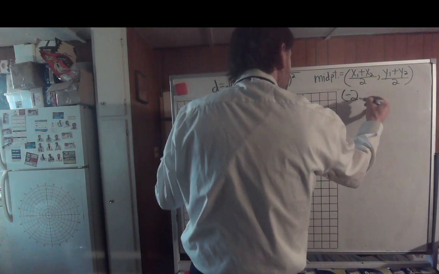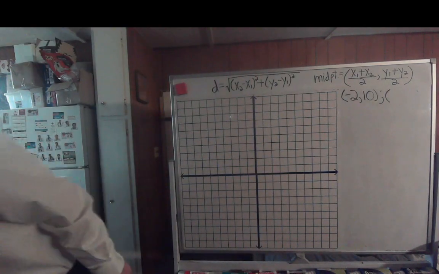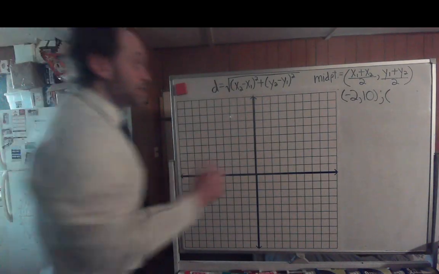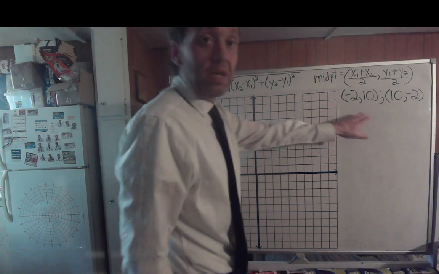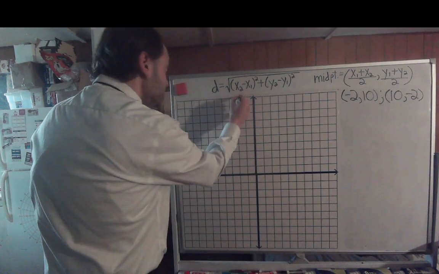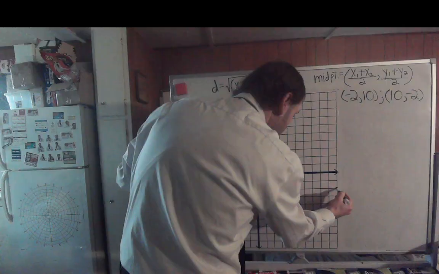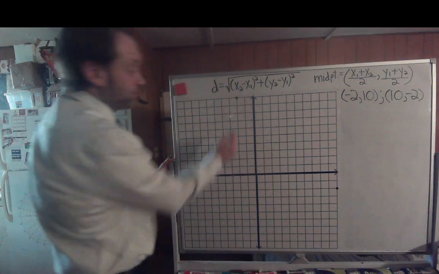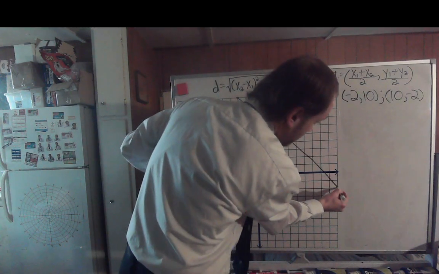All right, what about the points negative 2, 10, as well as, oh, that's a big distance. That's going to be big. And then 10, negative 2. So we're going to find the distance between negative 2, 10 and 10, negative 2. So let's plot those. Negative 2, 10 is all the way up here. 10, negative 2 is all the way down here.